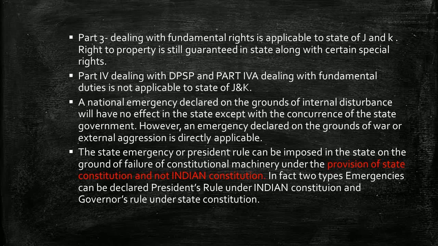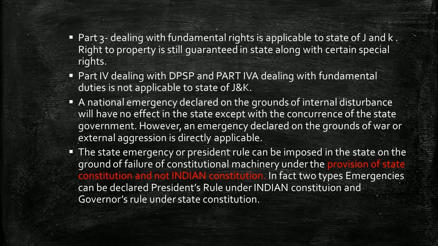Now the next provision says that the state emergency or president's rule can be imposed in the state on the ground of failure of constitutional machinery under the provision of the state constitution and not the Indian Constitution. In other states, the state emergency is imposed on the ground of failure of constitutional machinery according to the provision of the Indian Constitution. But since Jammu and Kashmir has its own constitution, the state emergency is imposed under the provisions of the J&K Constitution and not the Indian Constitution.